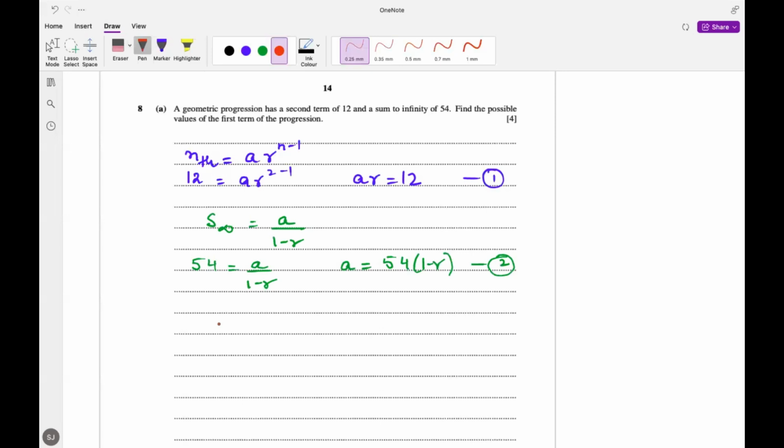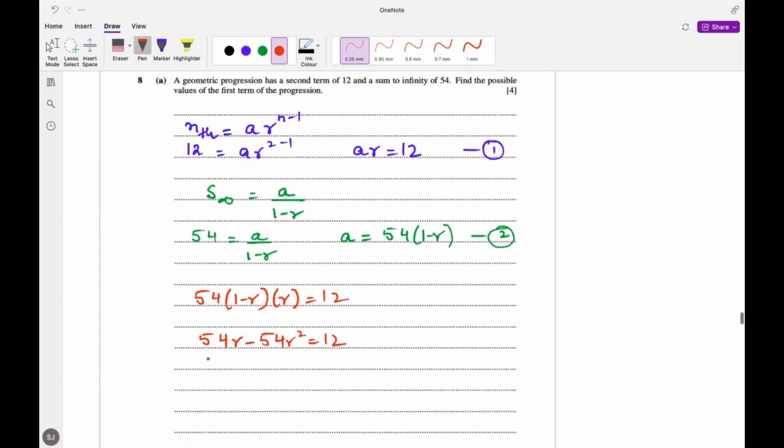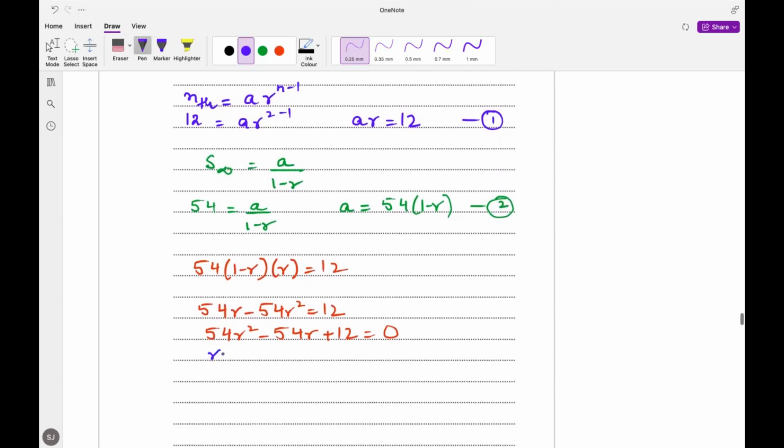So this will become 54 into 1 minus r in place of a, multiplied by r, equals 12. Expanding this, we'll get 54r minus 54r squared equals 12. We can rearrange this equation, make the r squared term positive, and this will become 54r squared minus 54r plus 12 equals 0. Using our calculators to solve this, we'll get the values of r as 2 upon 3 and 1 upon 3.